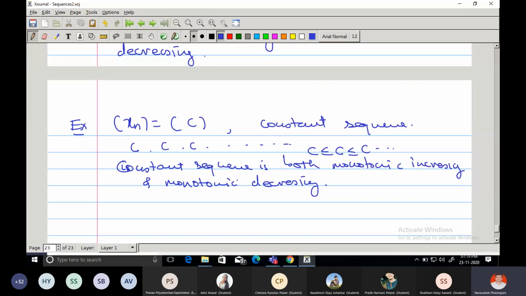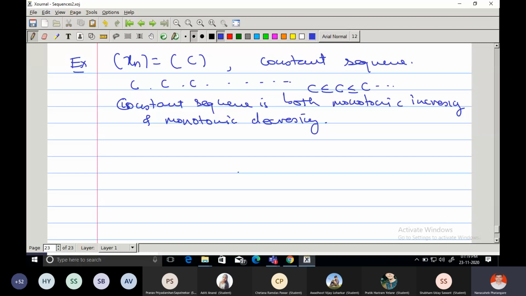Right, so a constant sequence is both monotonic increasing and monotonic decreasing. Sir, then it cannot be considered a monotone sequence, no? No. It is monotonic increasing as well as monotonic decreasing, both, no problem. What is a monotone sequence? A monotone sequence means a sequence which is either increasing or decreasing. Maybe both.